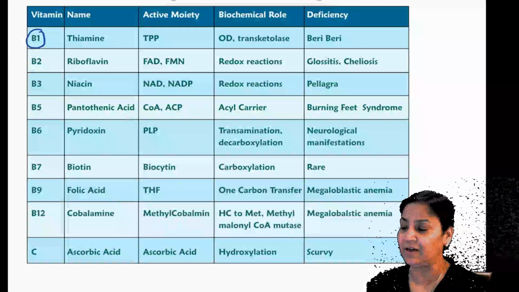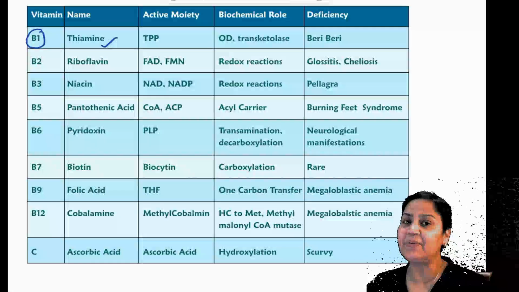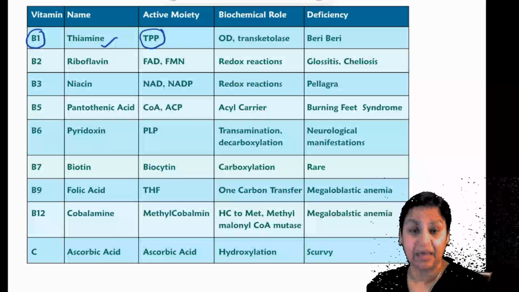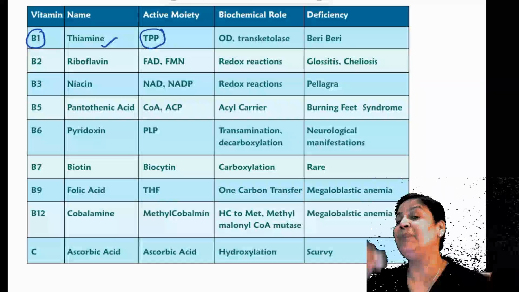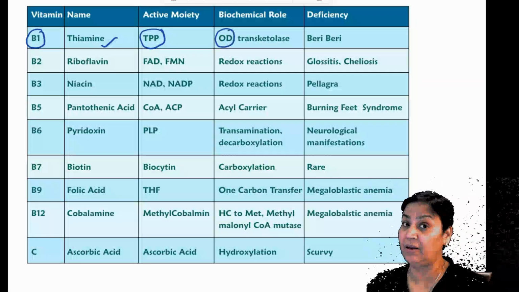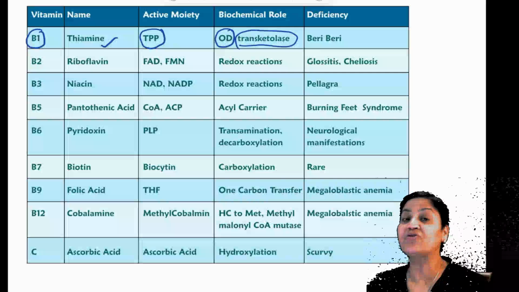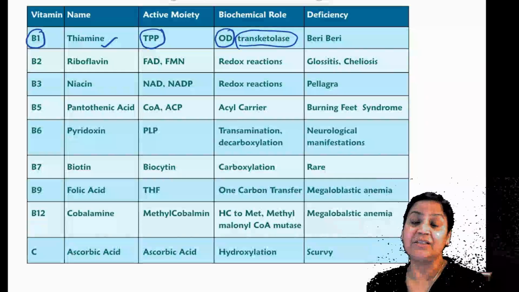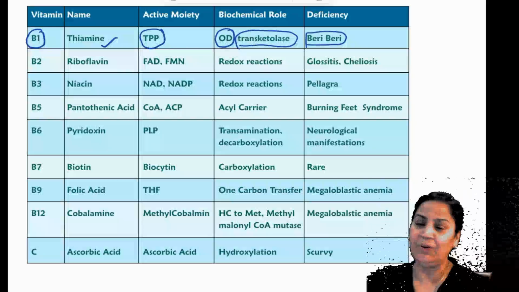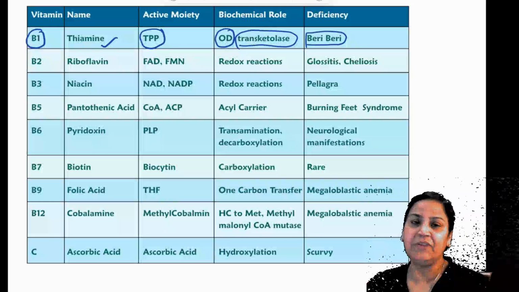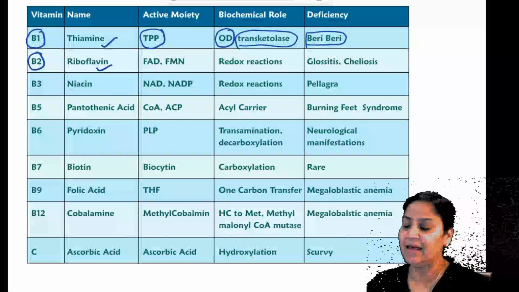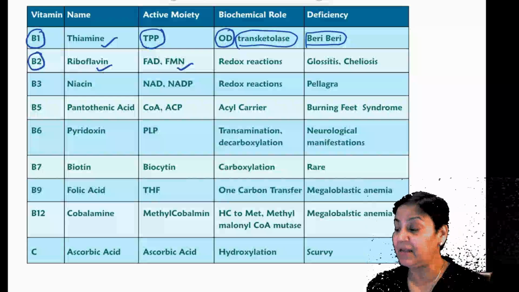We all know that B1, thiamine, which is basically present in the polishings, and the active form of thiamine is TPP, thiamine pyrophosphate, and the major function is that it is required for oxidative decarboxylation, very important, and it is the marker of transketolase enzyme, which is of HMP shunt, and deficiency leads to beriberi, which can be wet beriberi, dry beriberi, infantile beriberi.